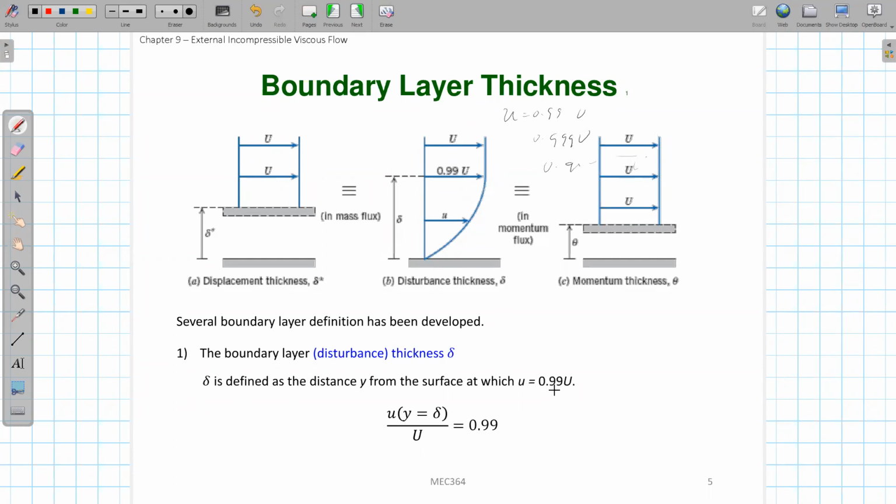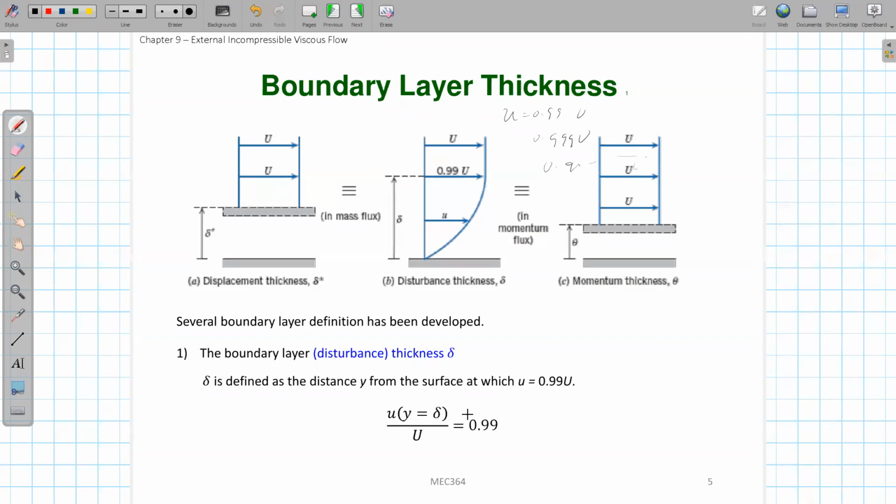We define a boundary layer thickness, which is called the disturbance thickness. Sometimes we also just call it the velocity thickness, delta. It's defined as the y coordinate such that at this y location, your u velocity becomes 99% of the free stream velocity. So this is the first way we define the thickness of the boundary layer.